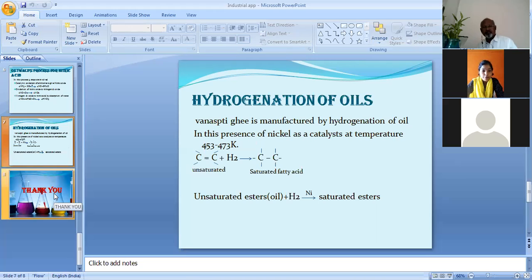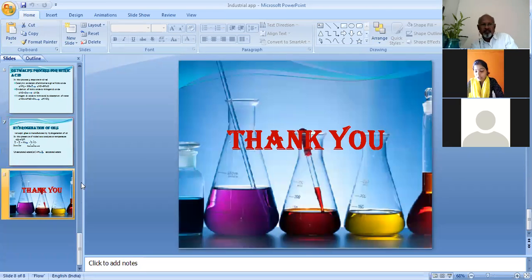Vanaspati ghee is manufactured by the hydrogenation of oil in the presence of nickel catalyst at a temperature of 453 to 473 Kelvin. In this reaction, unsaturated esters, meaning oils, react with hydrogen in the presence of nickel catalyst to form saturated esters. Hydrogenation is used commercially in the manufacture of vegetable ghee from cotton seed, coconut, and groundnut.